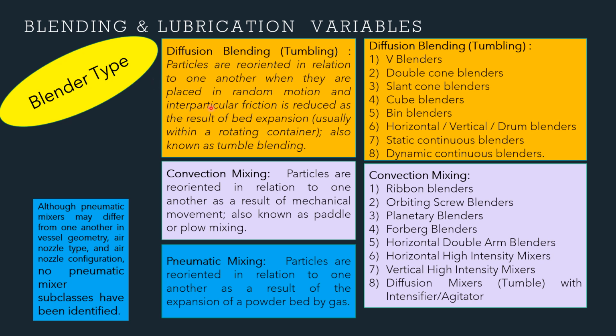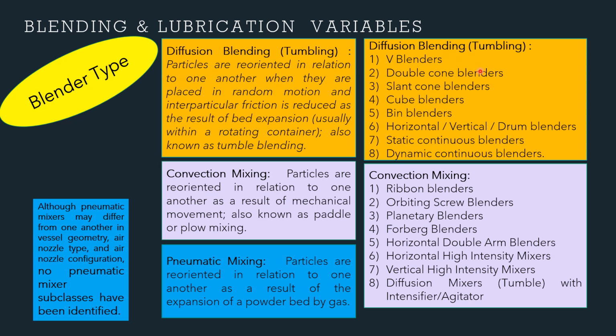So it is a blender whose principle is either a cone or a bin, and by the rotation we achieve uniformity and mixing, depending on our requirement. So this is a diffusion blender. Diffusion blender examples are V blender, double cone blender, slant cone blender, cube blender, bin blender, horizontal vertical drum blender, static continuous blender, dynamic continuous blender. These are all diffusion blenders.